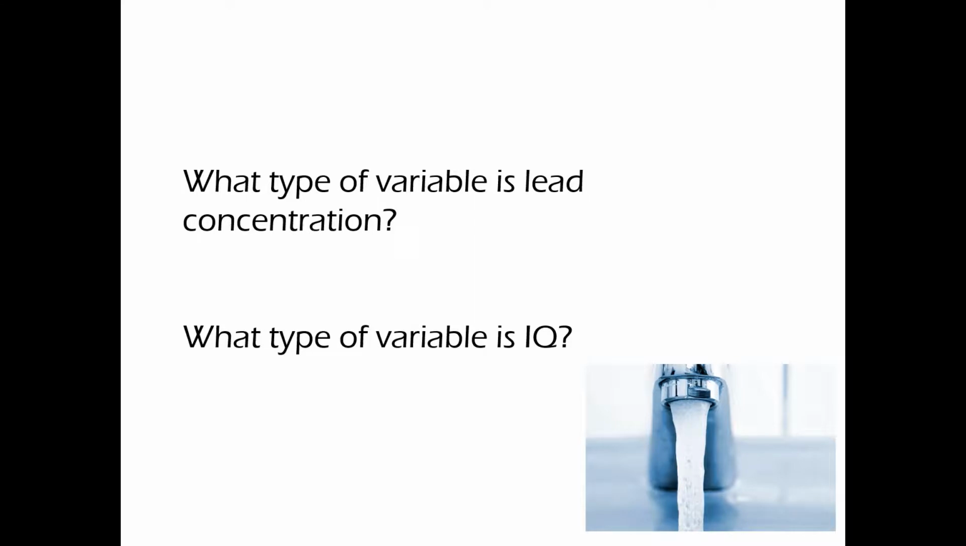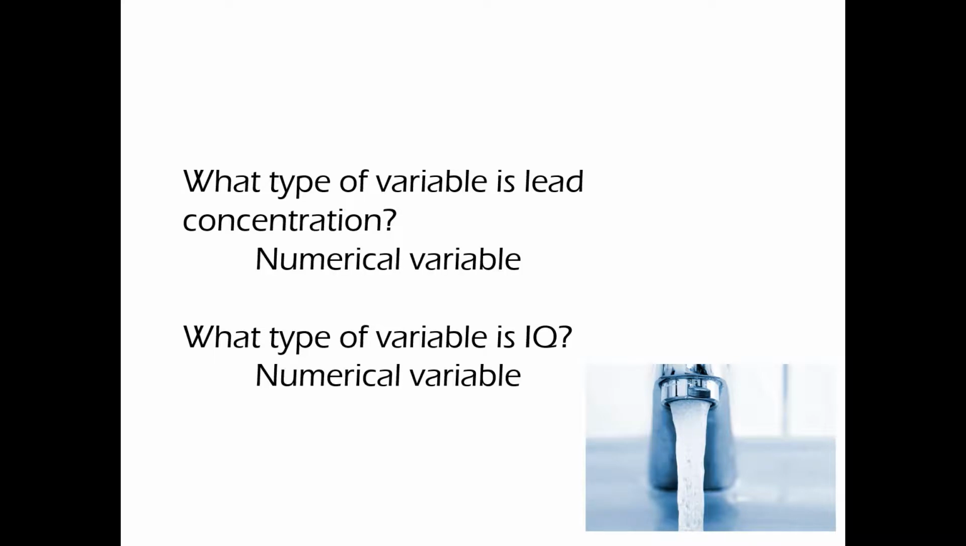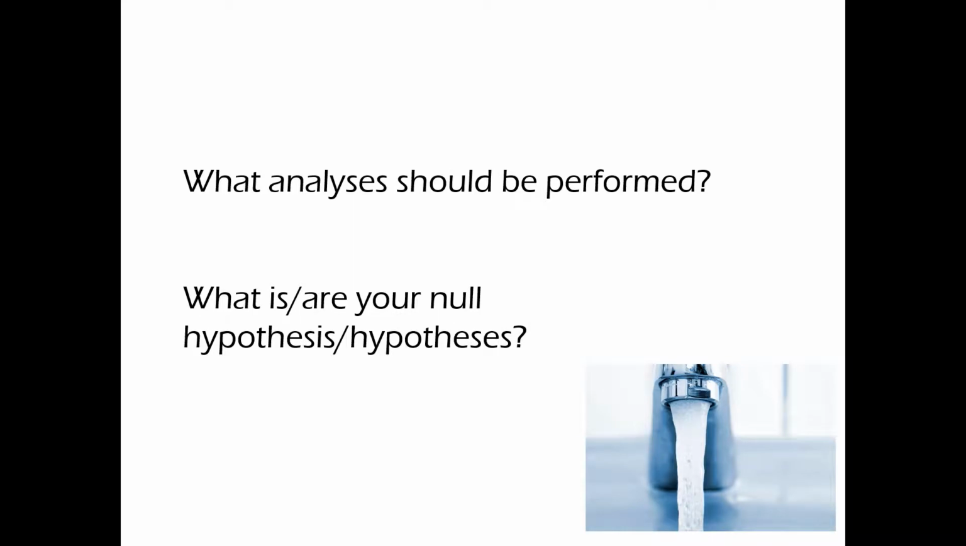Now we know lead concentration is the explanatory variable and IQ is the response variable. So what types of variables are they? You can pause here. I'll give you the answer in the next slide. Okay, so in this case, the lead concentration is a numerical variable, and the IQ of the children is also a numerical variable. We know there are two numerical variables involved in this case.